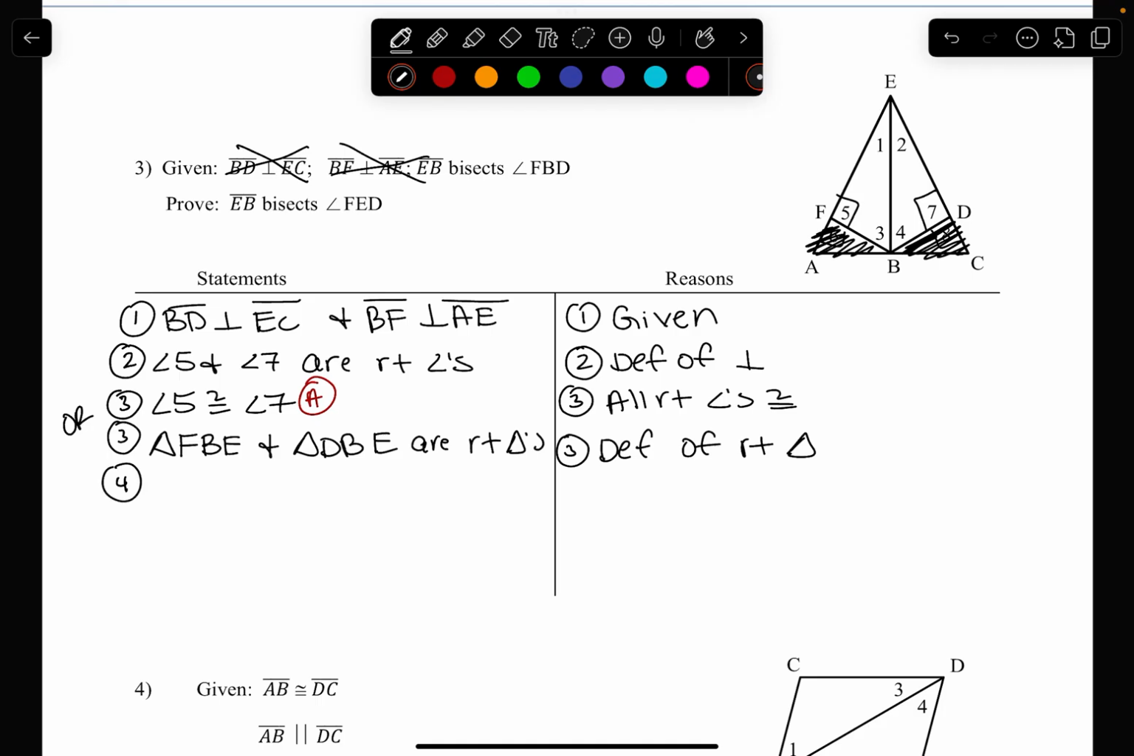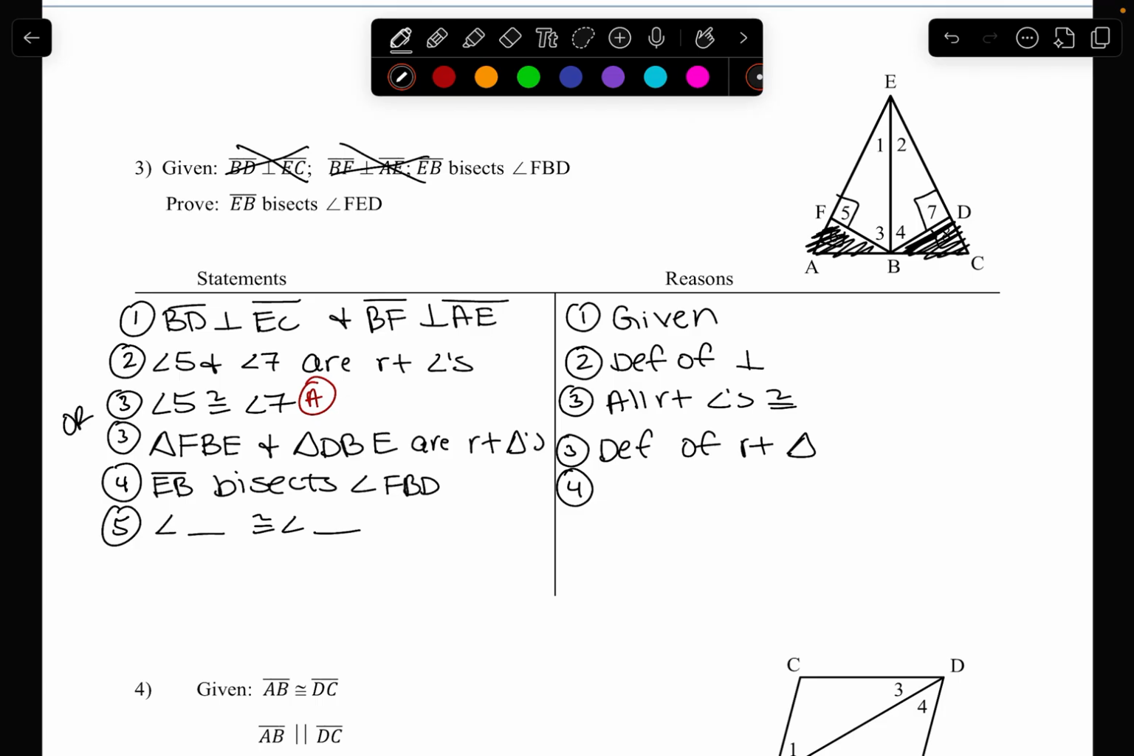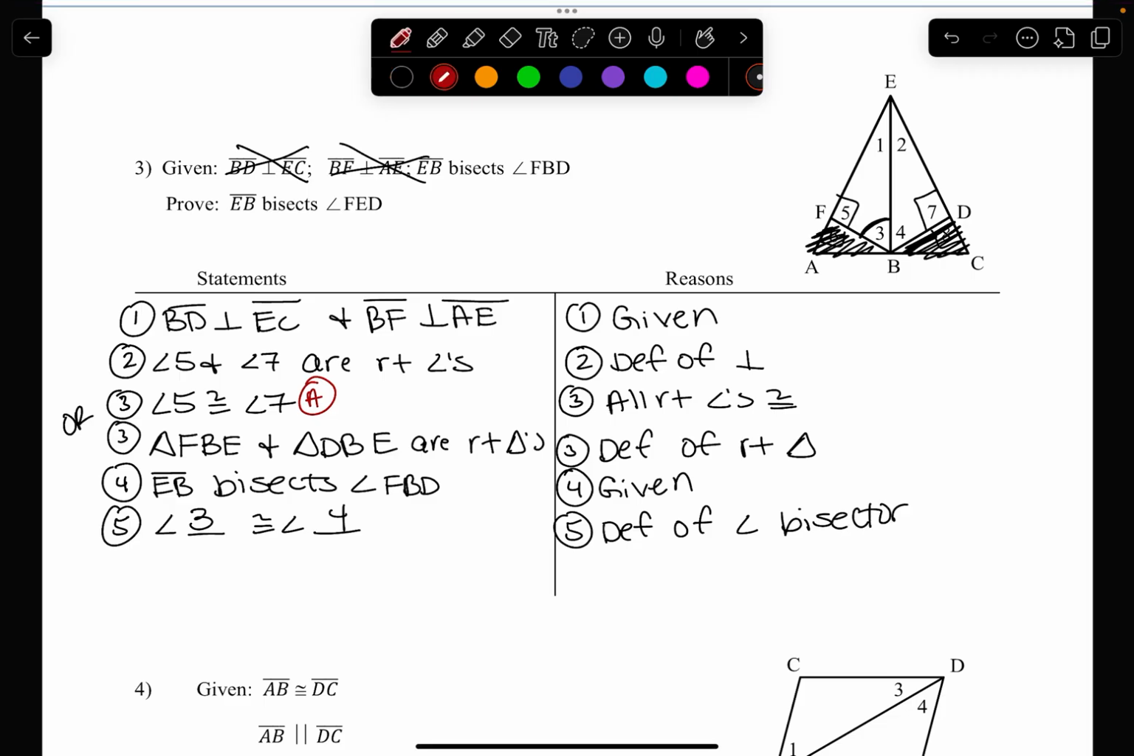Now, my fourth option says that EB bisects angle FBD. Remember that when you have an angle bisector, you get two congruent angles. So that's going to be some angle something is going to be congruent to angle something here. EB bisects angle FBD. So that would mean that angle 3 is going to be congruent to angle 4. So angle 3 is congruent to angle 4. My reason would be definition of angle bisector. Again, I've got an angle. Still not enough to prove congruency, so I got to keep going.